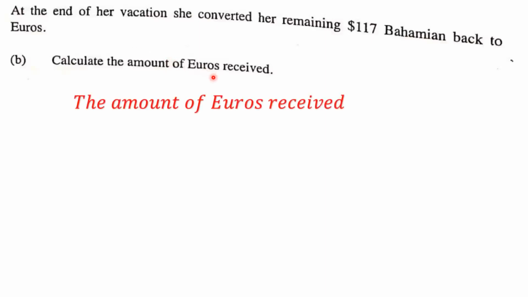At the end of her vacation, she converted her remaining $117 Bahamian back to euros. So calculate the amount of euros she received. The amount of euros is going to be 117 divided by 1.56. And when we divide those two together, we get €75. So that's the amount of euros she received when she converted the Bahamian dollars back to euros.